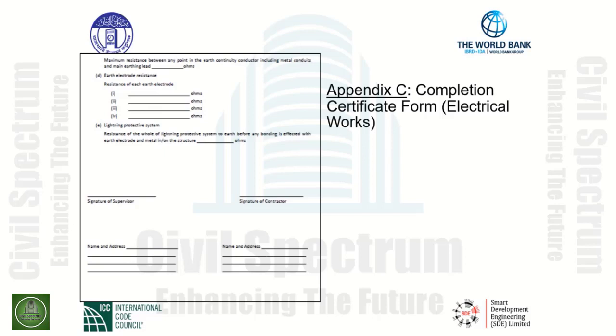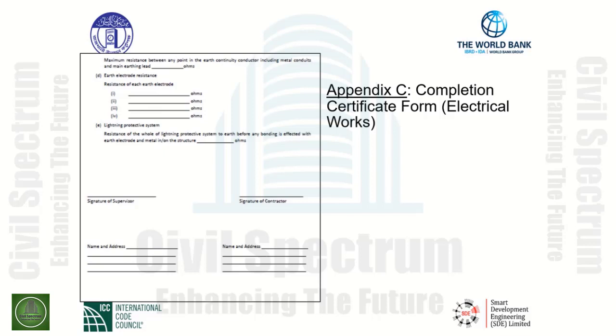Resistance of each earth electrode must be indicated in ohms in each case, depending how many electrodes are installed and being tested. Item E, lightning protective system. Resistance of the whole of the lightning protection system to earth before any bonding is effected with the earth electrode and metal in on the structure in ohms.